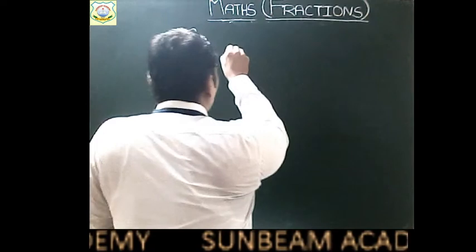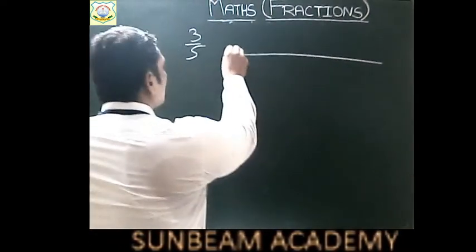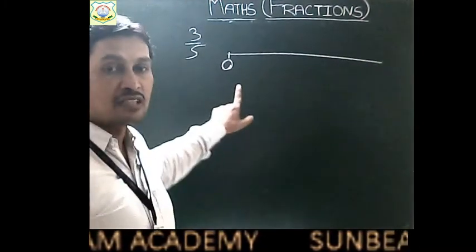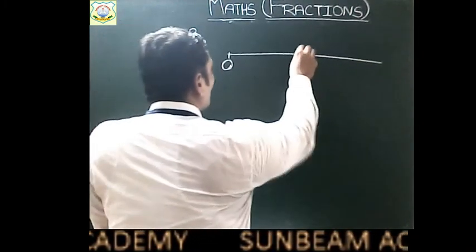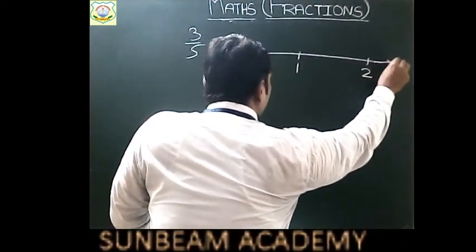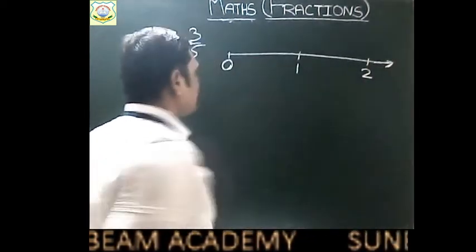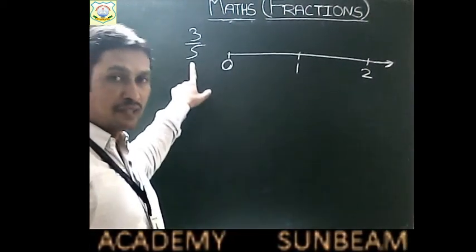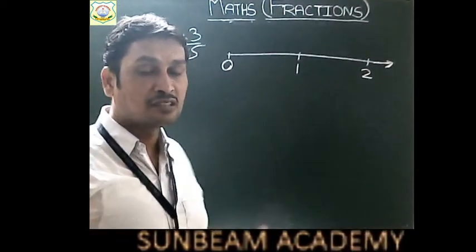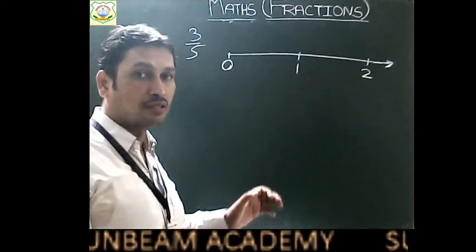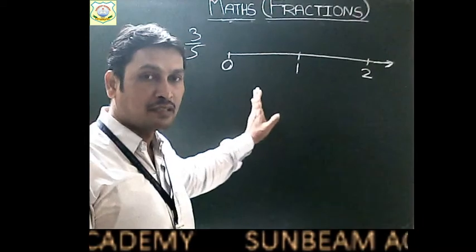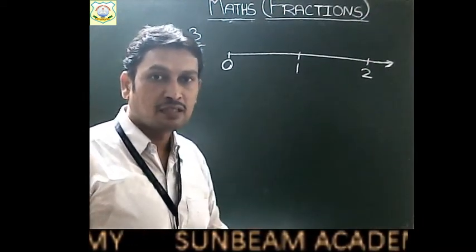Firstly, we will draw a number line, and we will not show the negative part because all the fractions are positive. We will start with 0, show at least one or two numbers on the number line, 1 and 2, and then put an arrow. Now 3 by 5 is the fraction. The first question that comes to mind is how many partitions we have to make for each whole part. Whole part means each one. From 0 to 1, how many partitions will be made? From 1 to 2, how many? That we have to know now.